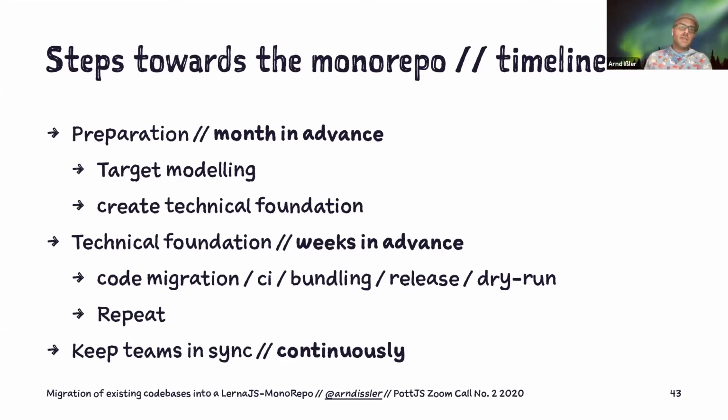How does a MonoRepo look like? And create the technical foundation. How do you want to work? So the technical foundation needs to be implemented weeks in advance. So how do you want to do the actual code migration? How do you want to implement the CI system? How do you want to bundle stuff? How do you want to release? How do you want to perform a dry run?